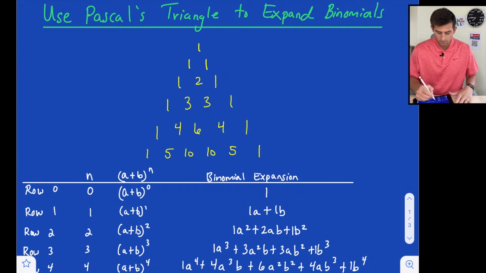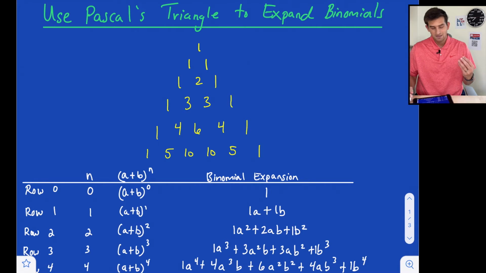So let's say, for example, we look at this 2 right here. Well, it's the sum of 1 plus 1, so that's where the 2 comes from. 1 plus 2 is 3, 2 plus 1 is 3, so that's where the 3's come from. 3 plus 1 is 4, 3 plus 3 is 6, 3 plus 1 is 4. So there's where 4, 6, and 4 come from. And then 1 plus 4 is 5, 4 plus 6 is 10, 6 plus 4 is 10, and 4 plus 1 is 5. So we could keep going from there, but we're going to stop right there for this video.